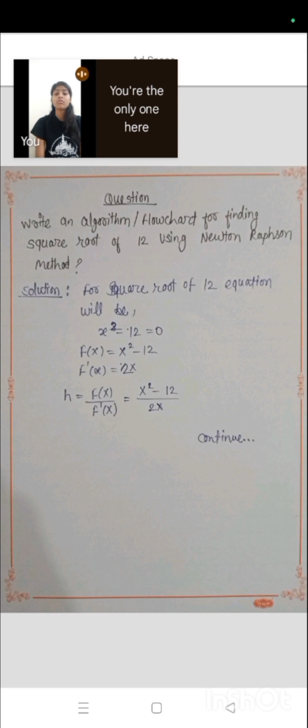Today we solve a numerical methods question. Write an algorithm and flowchart for finding the square root of 12 using the Newton-Raphson method. So let's solve the question for the square root of 12.